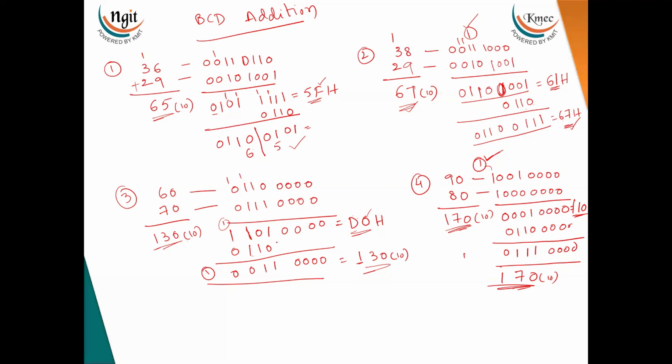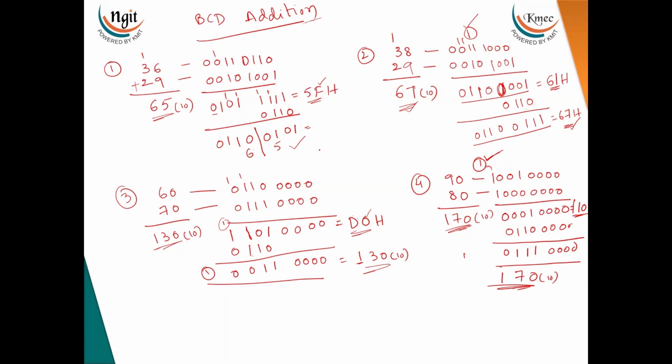And condition number 3 is, if the higher nibble is greater than 9, we need to add 6. Condition 4: if any carry is generated from the MSB bit, that we call the carry, then we need to add 6 to the higher nibble. Thereby, we will get the decimal equivalent value. This is the BCD addition which you have studied in digital electronics.